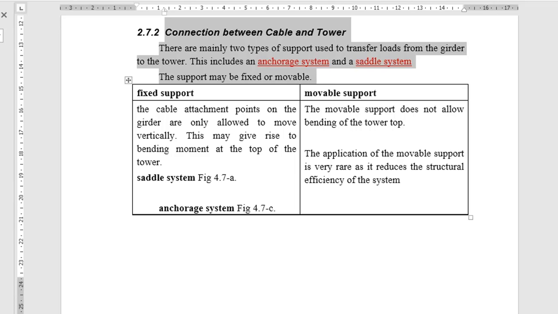Connection between cable and tower. There are mainly two types of support used to transfer loads from the girder to the tower. This includes an anchorage system and a saddle system. The support may be fixed or movable.